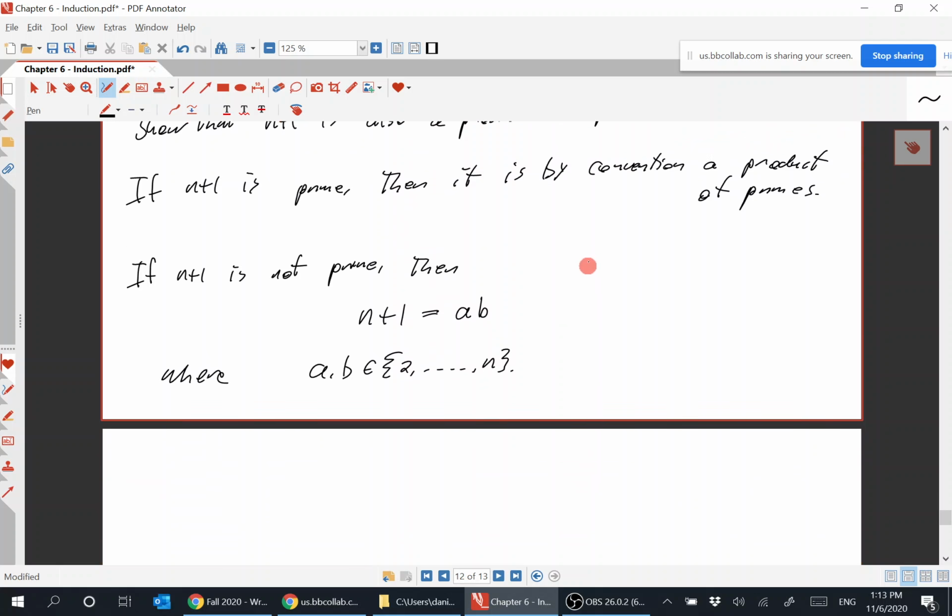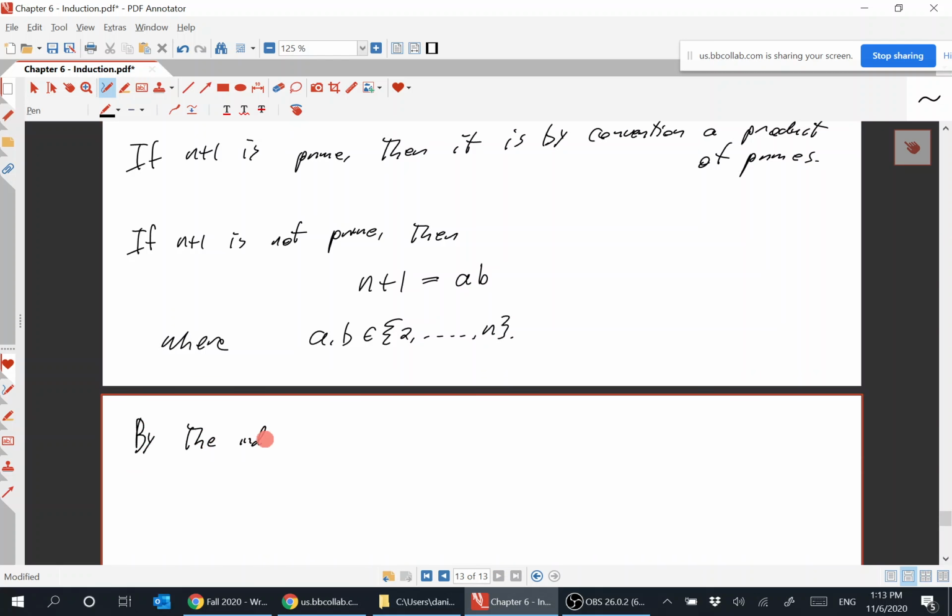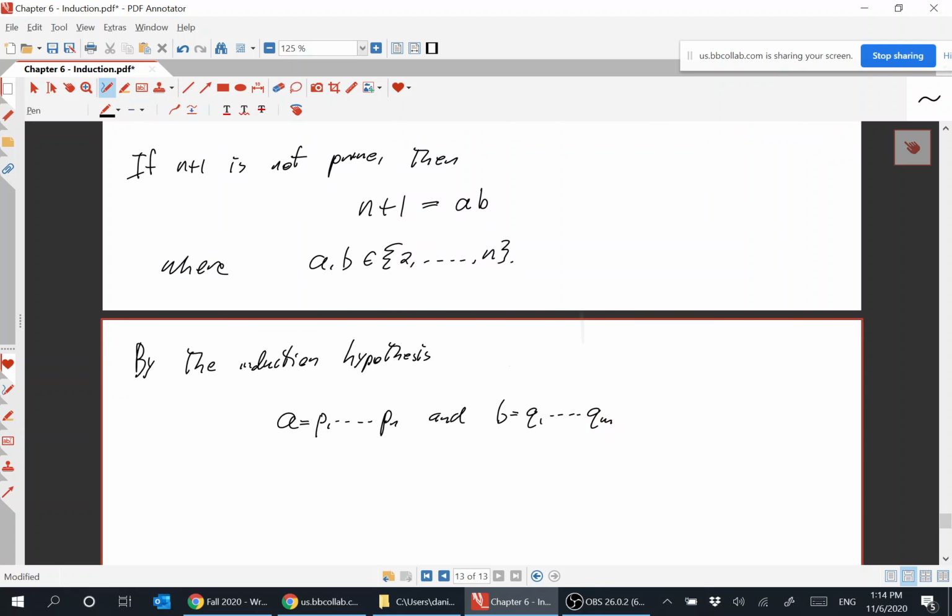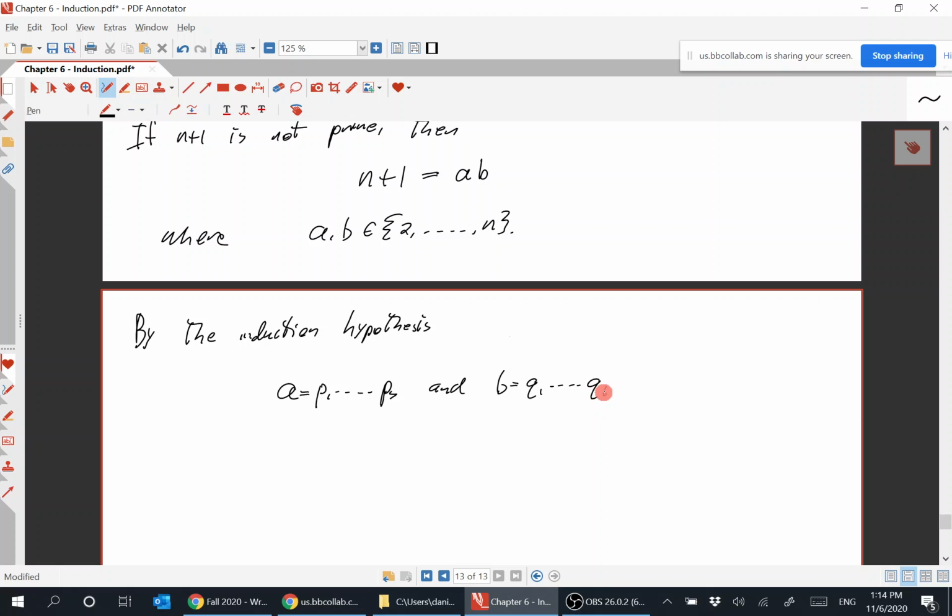That they're a product of primes. So by the induction hypothesis, a is equal to P1 up to Ps, and b is equal to Q1 times Q2 up to Qt, where each Pi and Qj is prime. In other words, a and b are products of primes.